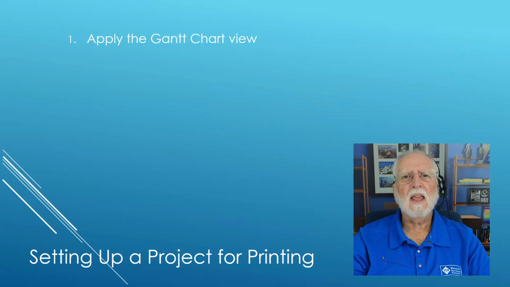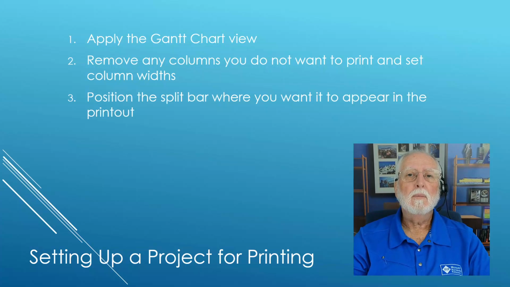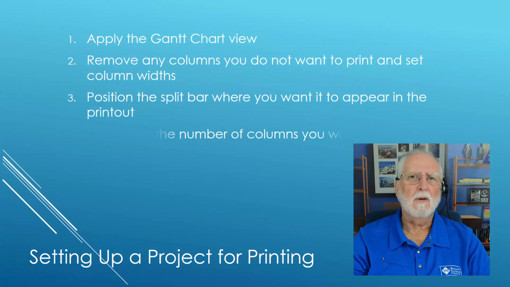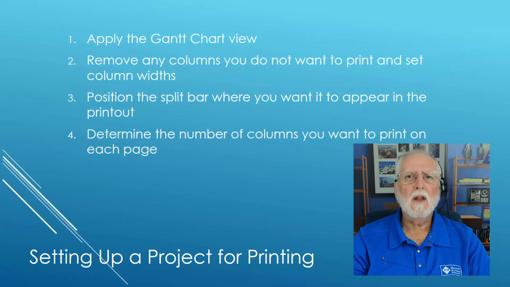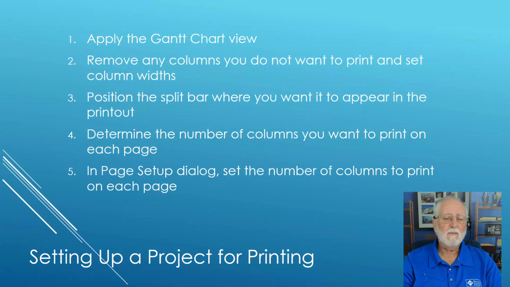First, apply the Gantt chart view. Then, remove any columns you don't want to print and set your column widths appropriately. Third, position the split bar exactly where you want it to appear in the printout. Then, determine the number of columns that you want printed on every page. There's a little trick I need to show you on how to count up how many columns you do want to print.